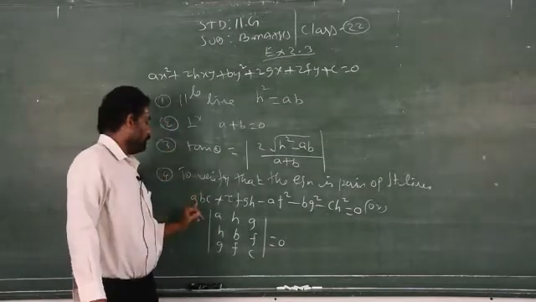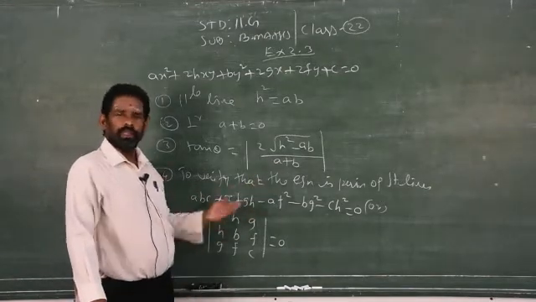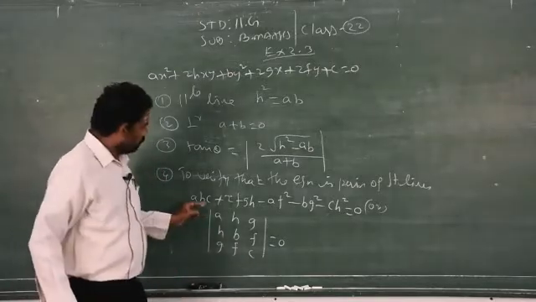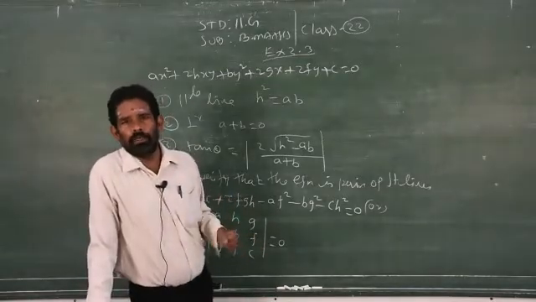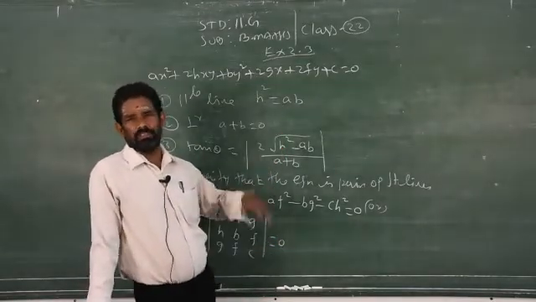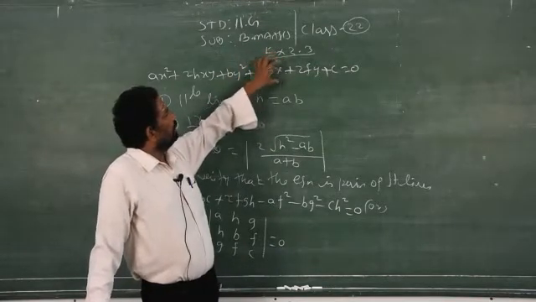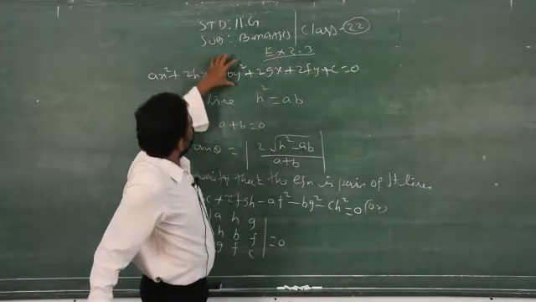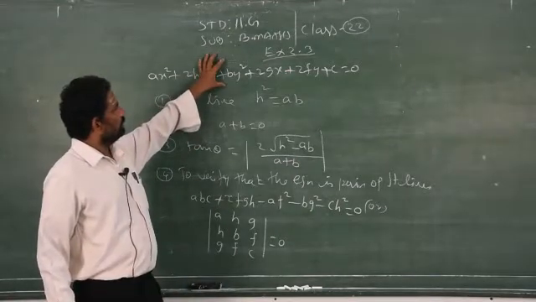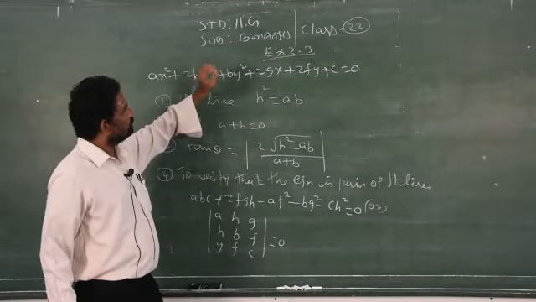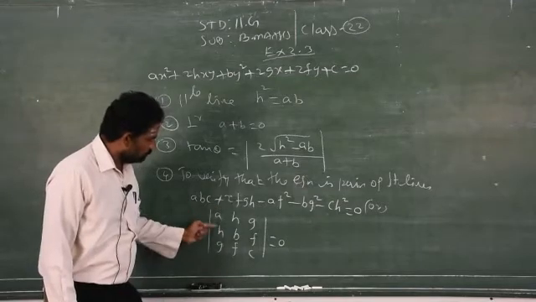I will teach what A, B, C, F, G, H are, and how you find out these constants from the questions. This is the general equation, the combined equation of two straight lines, that is a pair of straight lines. Whether that pair of straight lines is true or false, that is, to check whether it is really a pair of straight lines or not, you have to use any one of these two conditions.